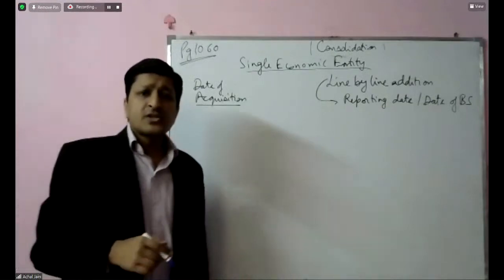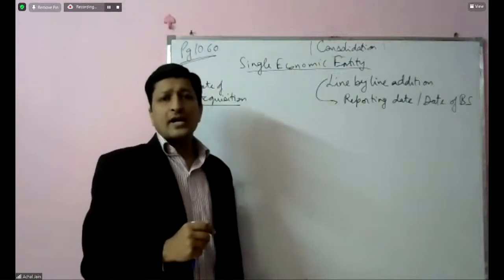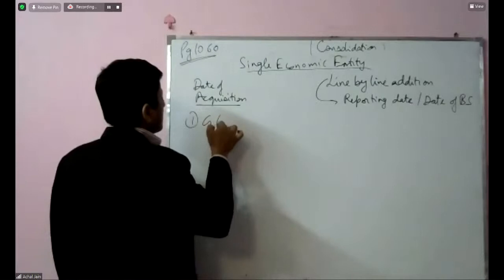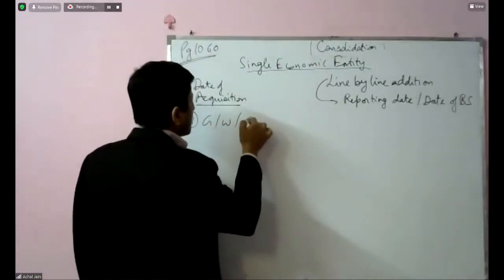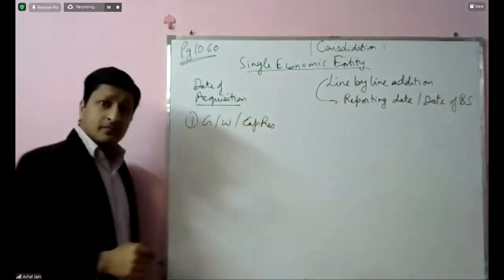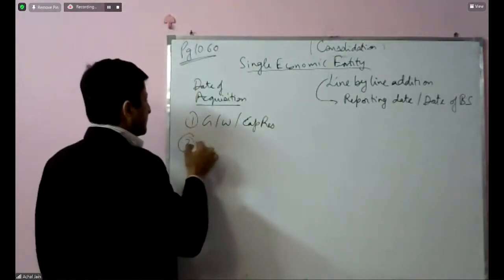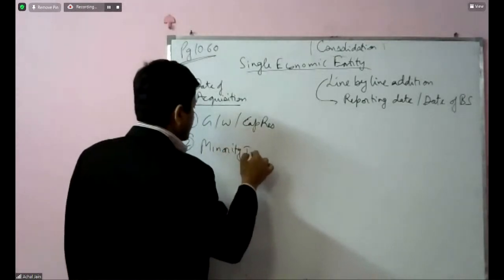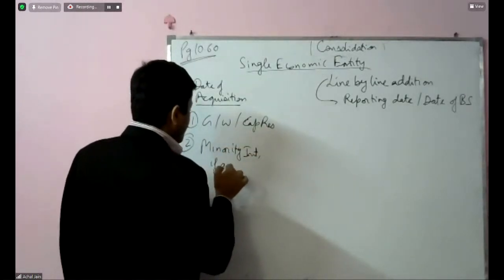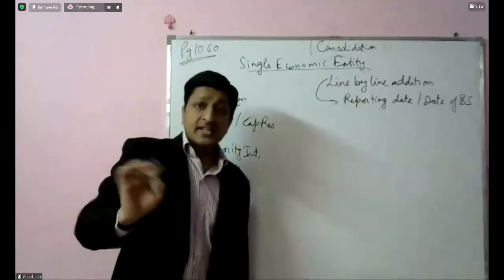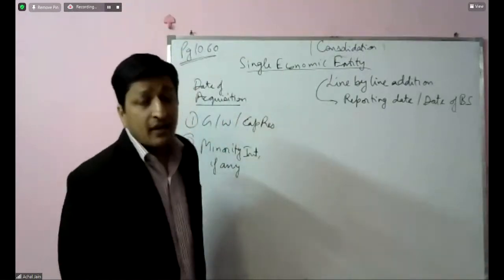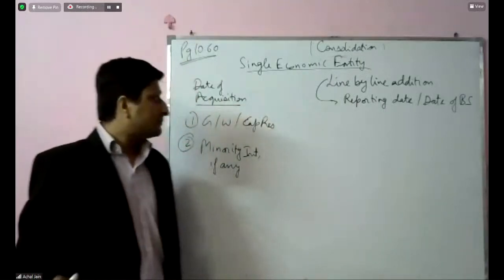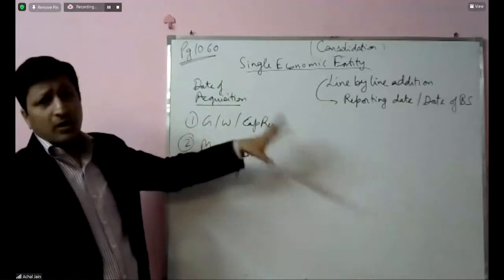On the date of acquisition, two things are required to be considered always. First, goodwill or capital reserve. Second, minority interest, if any. It is not necessary that minority interest will always be there. Why? Because if the subsidiary is wholly owned, minority interest will not come. If you want, you can note down all of these points.